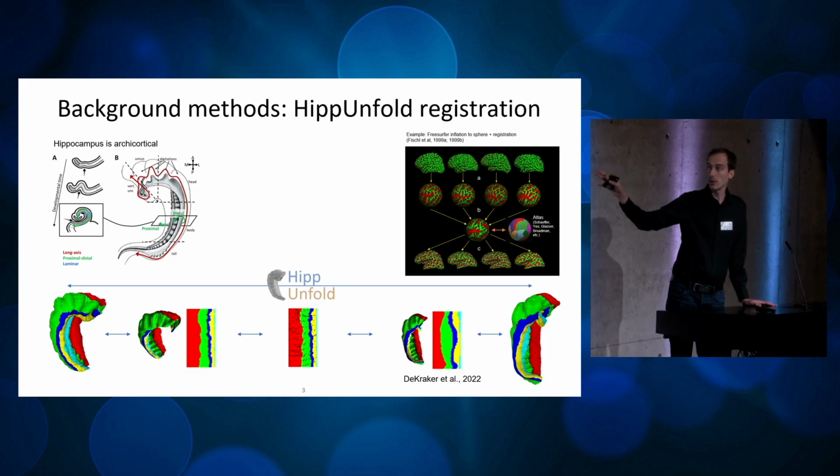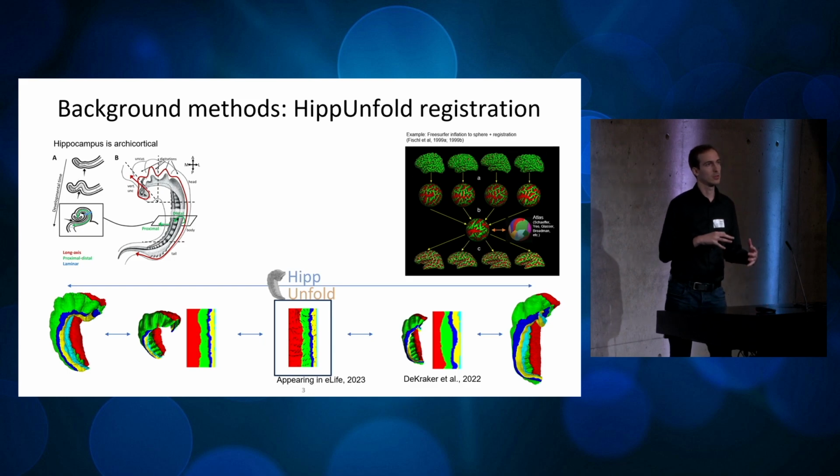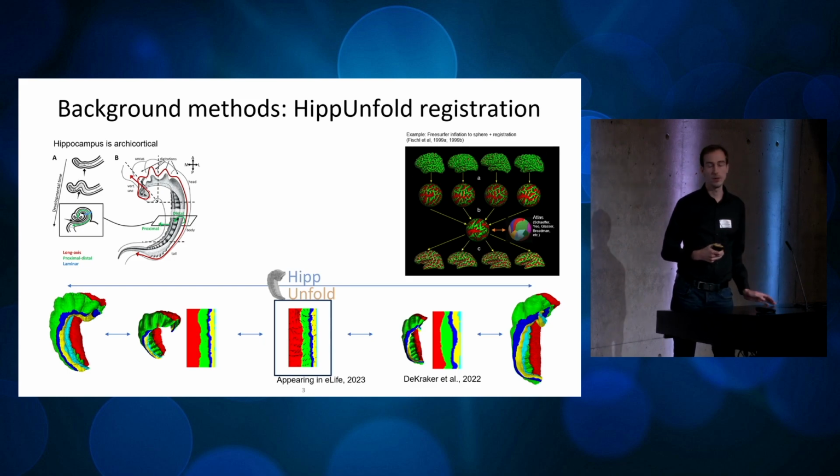And then even though these flattened surfaces are not perfectly registered, we actually have a new paper that should be appearing any day in eLife showing that we have really fine-scale mapping now using this unfolded space. So it's really equivalent to doing a surface registration of neocortical data.